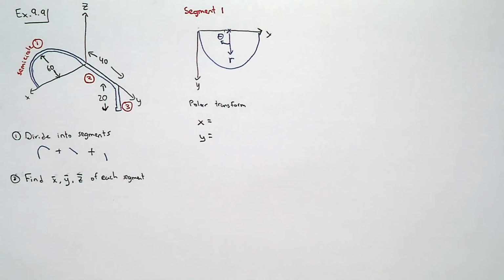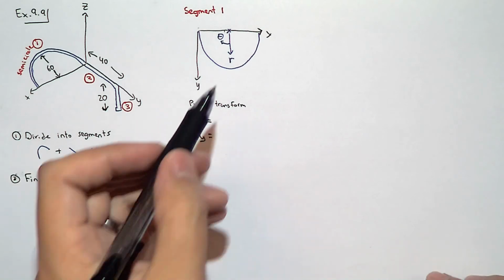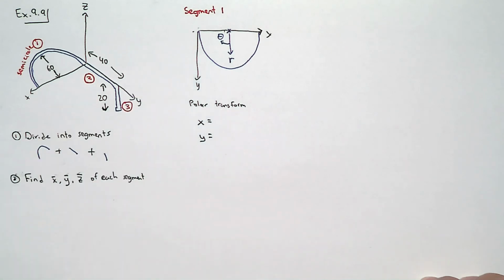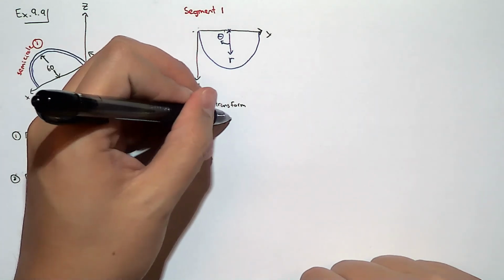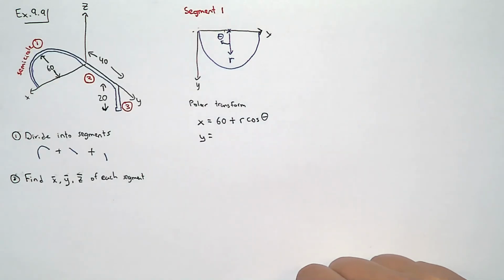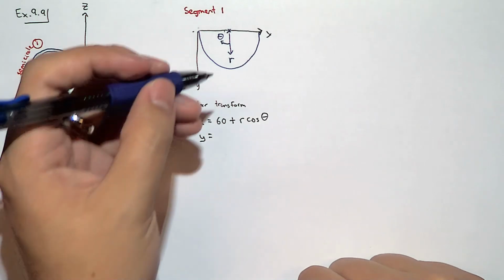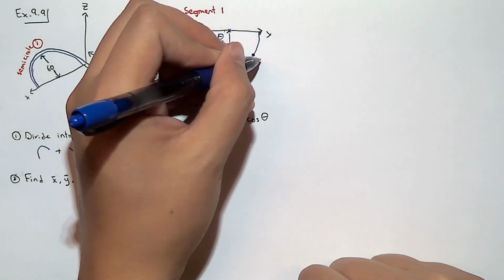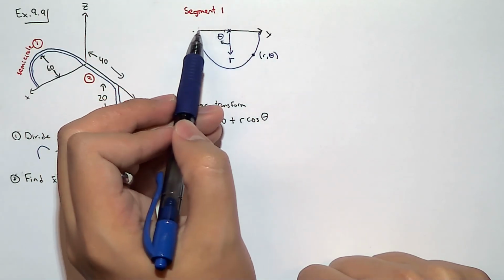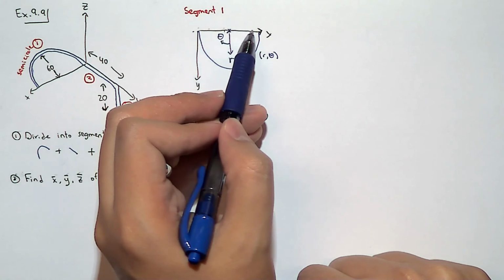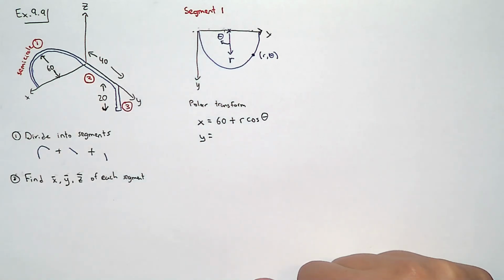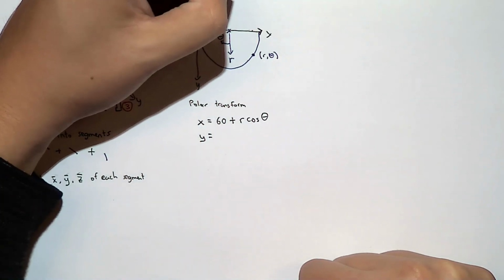What? 60. Remember, the radius of this semicircle is 60, which means that from the center of the circle to here we have 60. From the center to here we have 60. So if we want the x coordinate, we'll have 60 plus r cosine theta. And think of it this way: if we want to find a random arbitrary point r theta, the x coordinate of that point will be from here all the way to here. We know that this is r cosine theta, but then we also have to add this, which is 60. Okay? So this is 60.